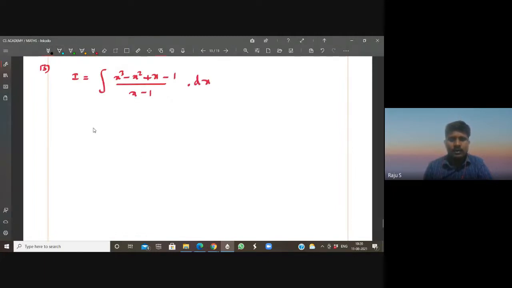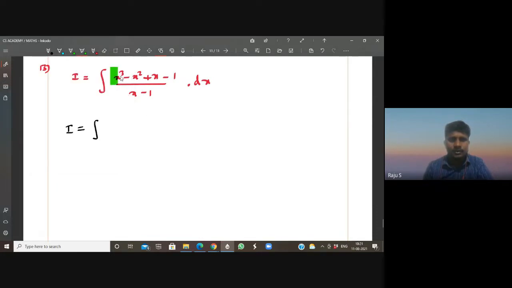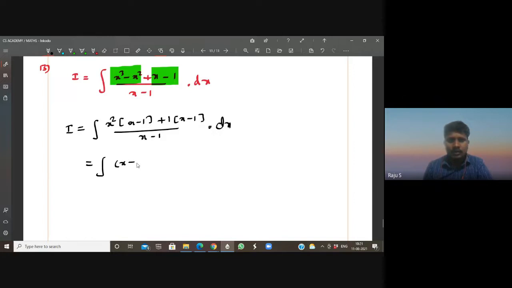I is equal to the integral of, what is the common in the first 2 terms? And what is the common in the last 2 terms? x square is common. Here x minus 1 plus 1 is common, x minus 1 whole divided by x minus 1 into dx. So here in both, again x minus 1 is common, x square plus 1 by x minus 1 into dx. This is a simple question actually. Now x minus 1, x minus 1.